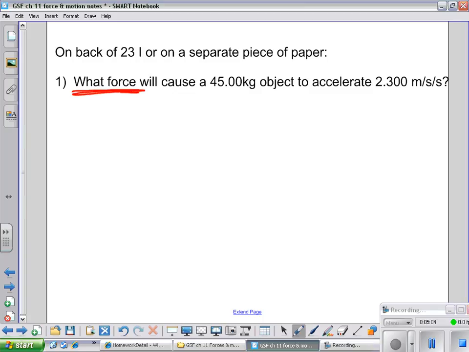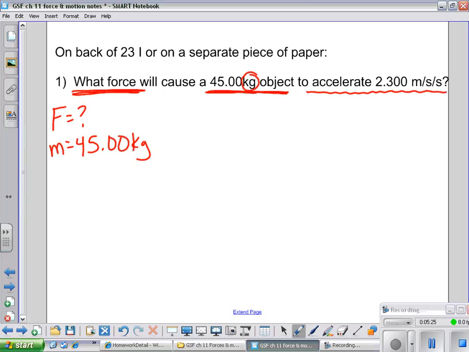What force, that's my unknown, will cause a 45 kilogram object? Now, it doesn't say what it is, but I know that kilograms measure mass. I hope you're all shouting that out at home. So 45 kilograms is my mass, and then it says causes this object to accelerate at 2.300 meters per second per second. So that is my acceleration. The next thing I'm going to do is write my formula. F equals mass times acceleration.